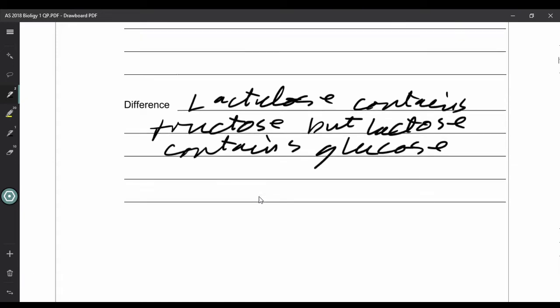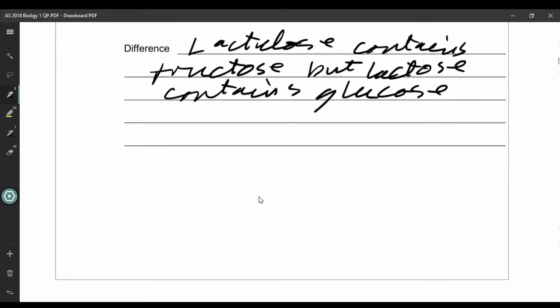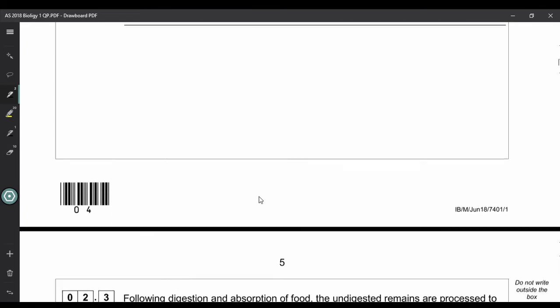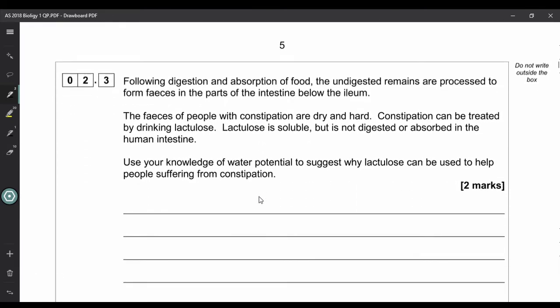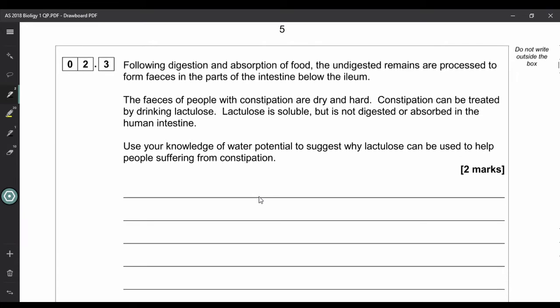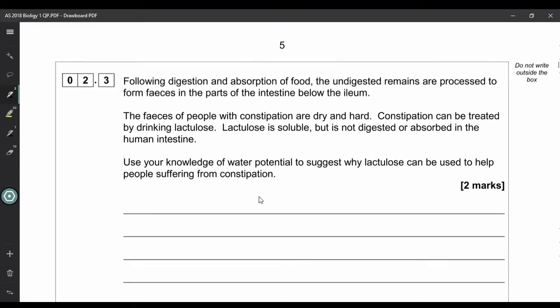So remember, if it's a difference, you explain there's 2 parts to it. You should explain explicitly how it's different. So next part, following digestion and absorption of food, the undigested remains are processed to form feces.